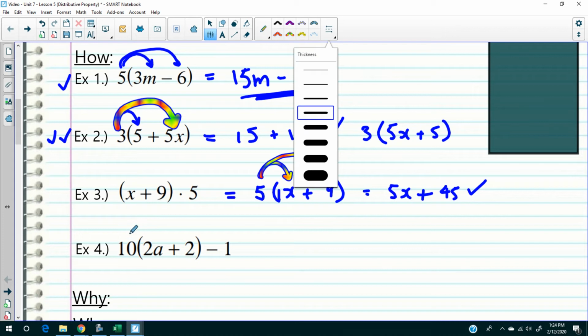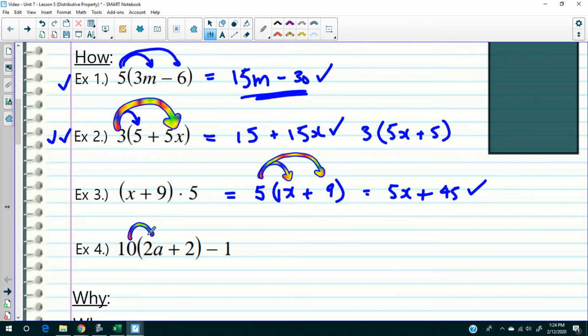So here, right? Now, how's this one different from all the other 3? Look closely. Yeah, there's a subtracting 1 at the end. So we're going to distribute this first. And then we're going to see what happens there. Now, please, do not multiply the 10 with the 1 here. You can only distribute this multiplier to what's inside the parentheses. If it's outside of parentheses, you leave it alone for now.